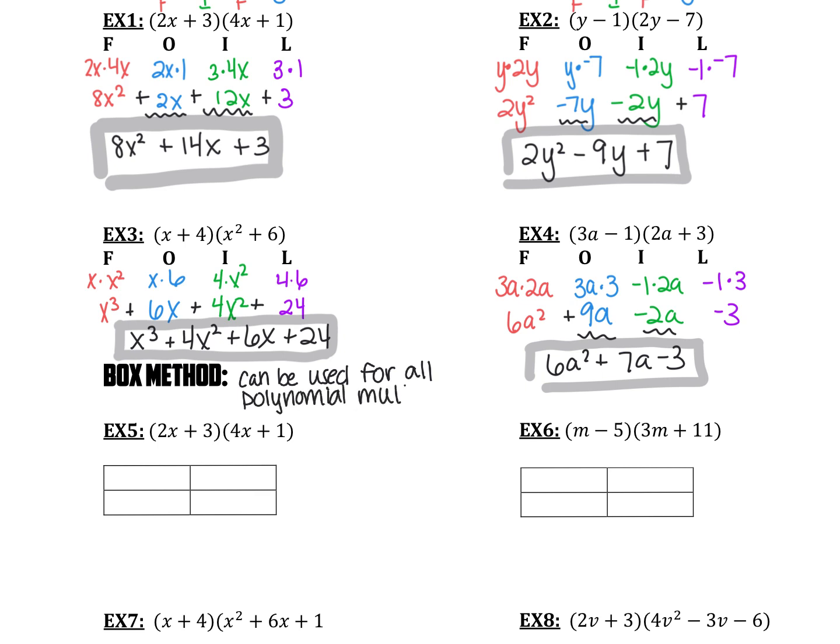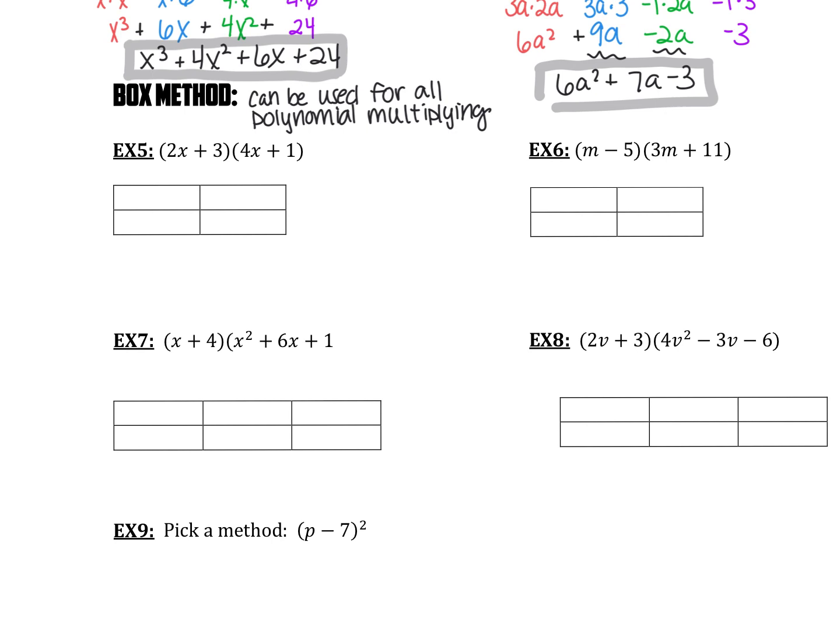But what I really like about it, and this should come as no shock to you, I like that it's really organized. It allows me to keep things very, very organized so that I make sure I have all of my terms. I didn't miss any doing the foiling. I didn't forget the O or the I. I didn't forget anything because this box method organizes it very well. It also helps when I've got bigger polynomials. So I'm going to show you my first example, and then I'm going to have you try it.